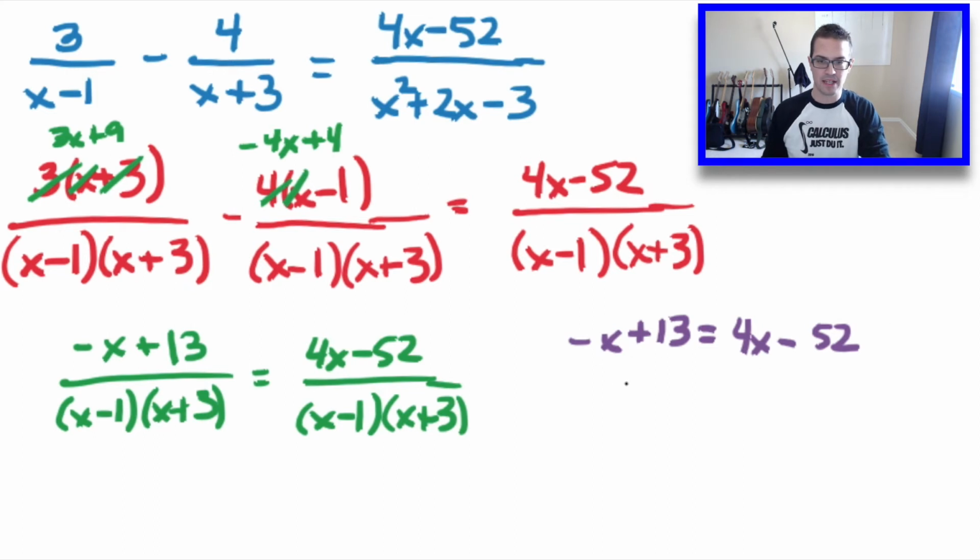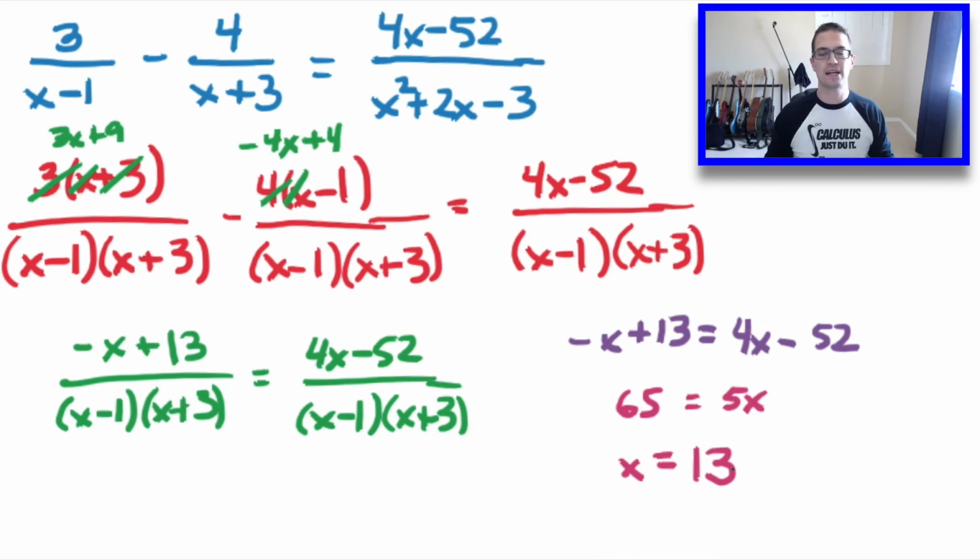Now what I'm going to do here is add the x over and then add over that 52. So we're going to add over this x here, and you're going to get 5x. If you add over the 52 here, you're going to get 65. Divide both sides by 5 here, and you're going to end up with x is equal to 13.